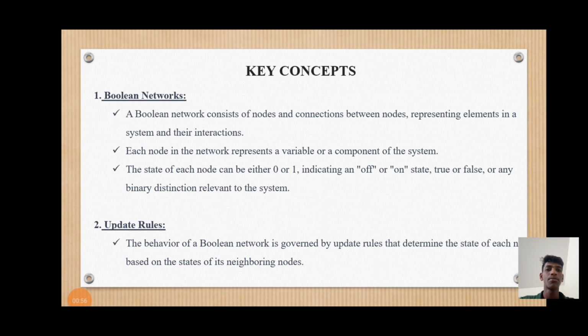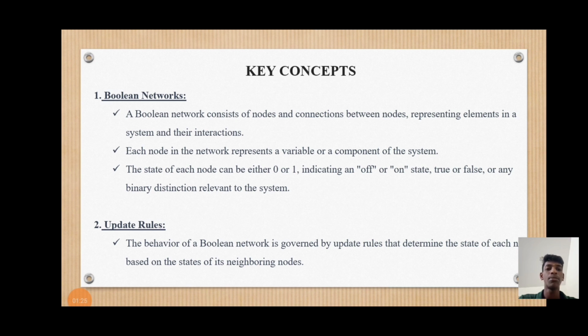Key concepts. Boolean network. A Boolean network consists of nodes and connections between nodes, representing elements in a system and their interactions. Each node in the network represents a variable or a component of a system. The state of each node can be either 0 or 1, indicating an off or on state, true or false, or any binary distinction relevant to the system.